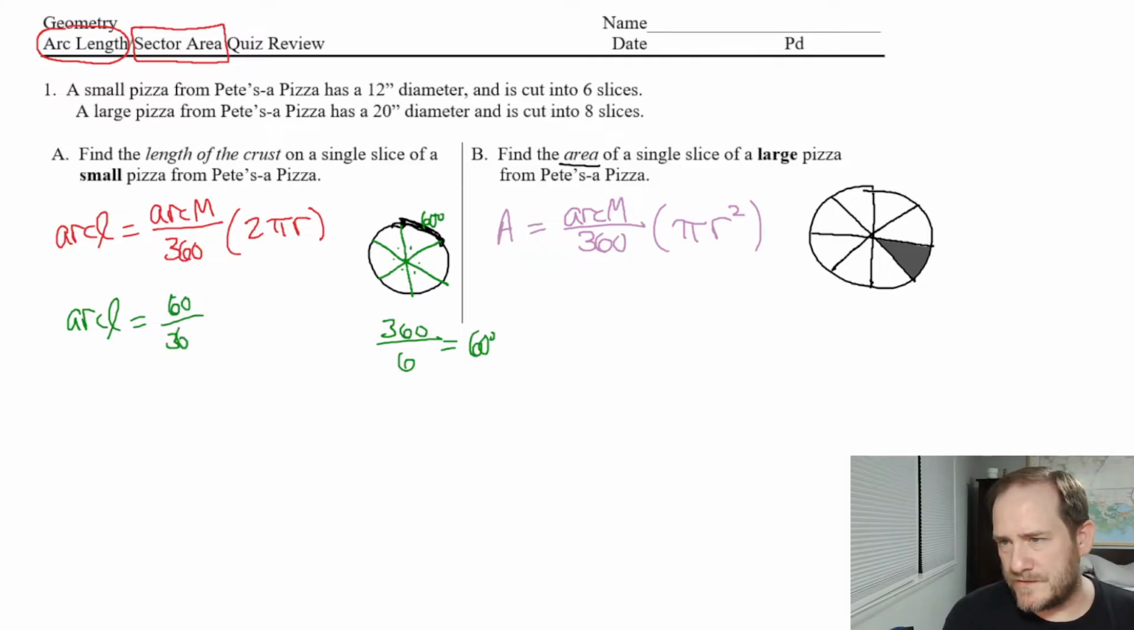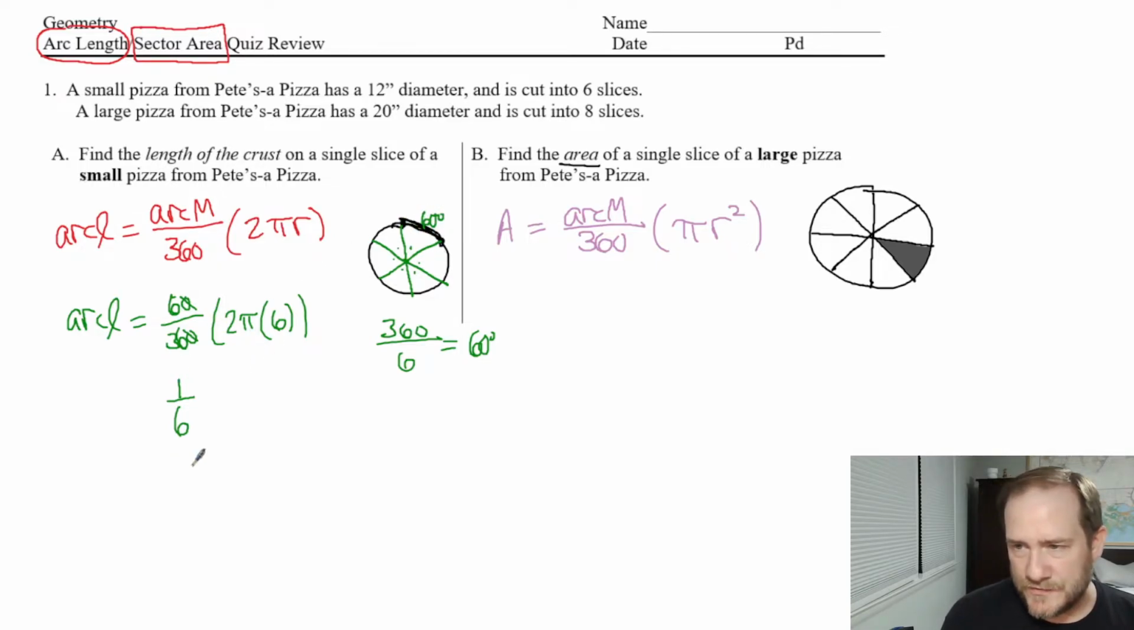60 degrees over 360. Now we're going to go 2 times pi times our radius. Now the radius of the small pizza is 6 because the diameter is 12. So 6. Alright, well, I can divide these by 10, and then 6 over 36 is 1/6. Now we should have known that from the get-go, because obviously if the pizza is getting cut into 6 pieces and you're only interested in the length of one of those, that's obviously 1 out of 6. So it's no surprise that that fraction came out the way it did.